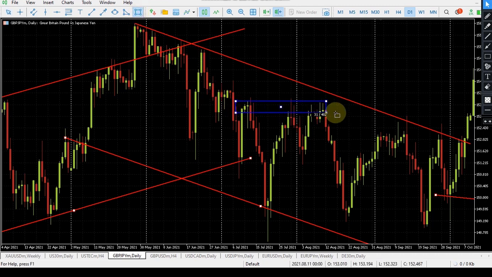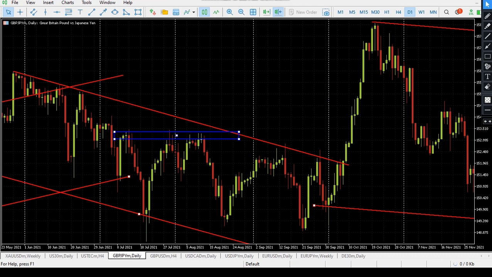Okay, this high was not able to break. So what happened? It formed a triple top here and dropped down to a lower low again, then made a lower high, a higher low and a higher high. This higher low, higher high, higher low, higher high couldn't break again.